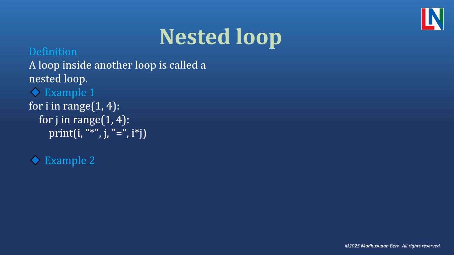Next, while loop: i = 1, while i <= 3: j = 1, while j <= 3: print(i, j), j += 1, i += 1. It will provide output 1 1, 1 2, 1 3, 2 1, 2 2, 2 3, and the last line 3 1, 3 2, 3 3.